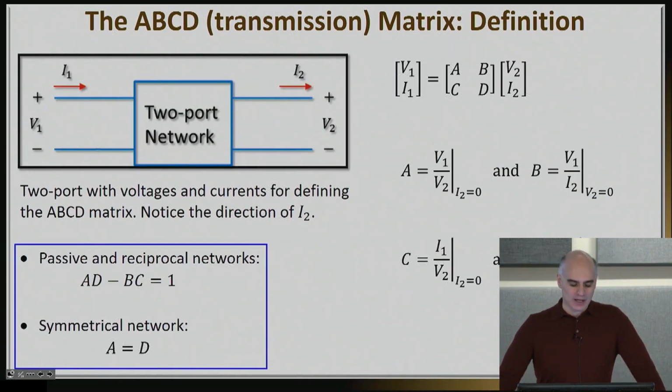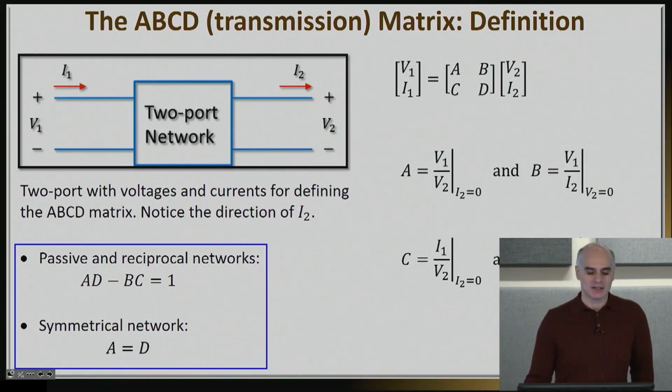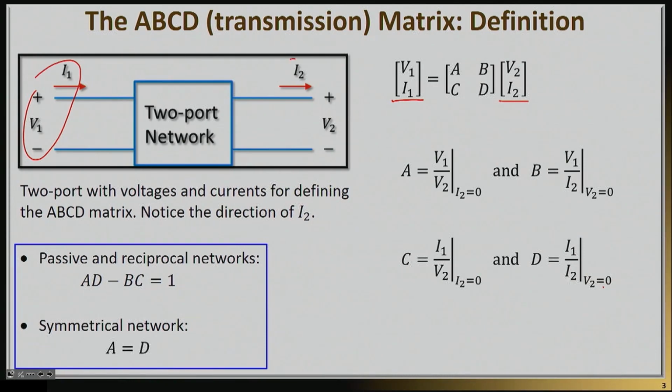First of all, the ABCD matrix is something that you may have seen before. It's a matrix that relates the voltage and the current at the input with the voltage and the current at the output. You can see the voltage and current definition at the input port. You can see the voltage and current definition at the output port.